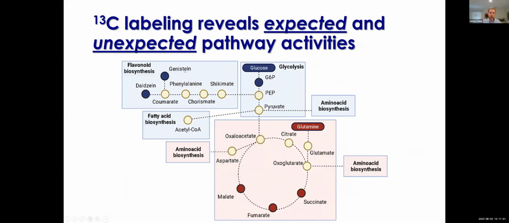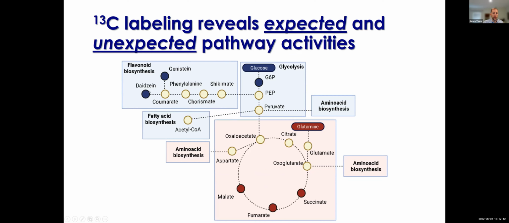And so here's just some example. We find, based on the C13 enrichments, using this untargeted approach, some pathways, for example, glycolysis, which has metabolites in it labeled from glucose, and the TCA cycle, which is labeled from glutamine. So we find some expected pathway activities that are labeled by these tracers, but we also find some unexpected activities.